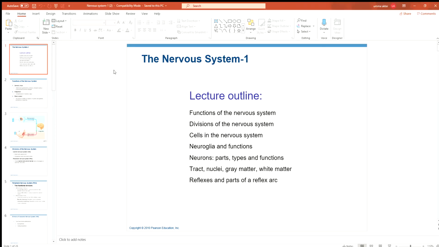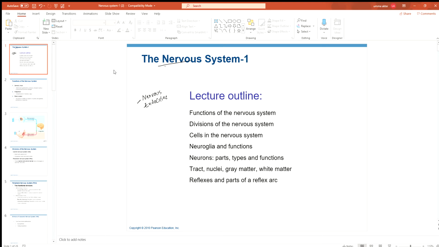Hello everybody. Today we'll talk about the nervous system, the most important system of your body. You already know that two systems of your body are called the control systems. One is the nervous system and another is the endocrine system. So these two systems control the other systems of your body.